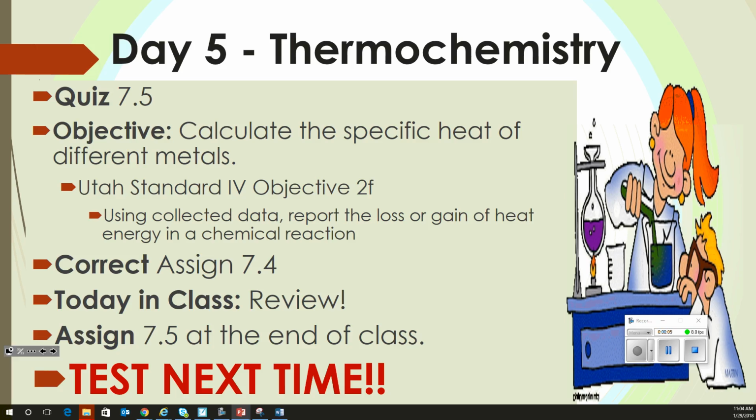So as we do things today, we're going to be working on calculating the specific heat of different metals with lab, finishing it up. That's still standard 4, objective 2F. We're going to correct 7.4, but before we correct it, we're going to go through a few things. We're going to go through the stuff that you need to know for the lab, and then we're going to start the speed dating with the review. We are going to correct the review at the end of class. There is a test next time.